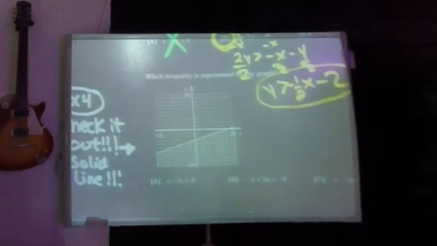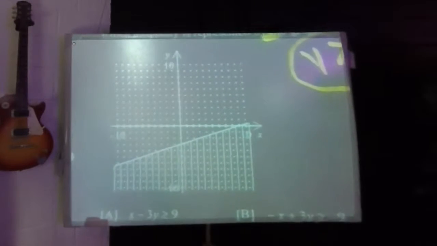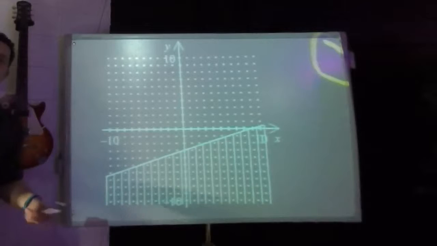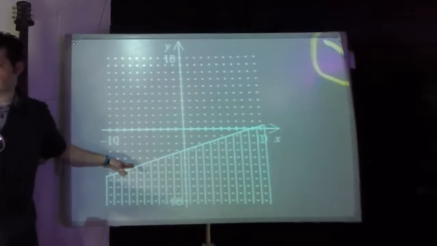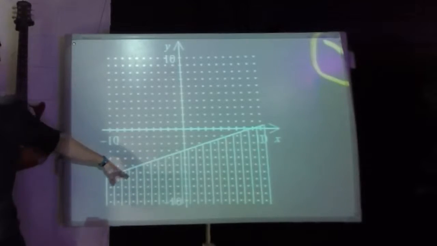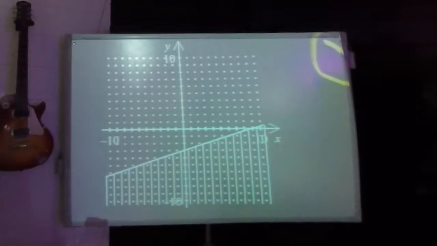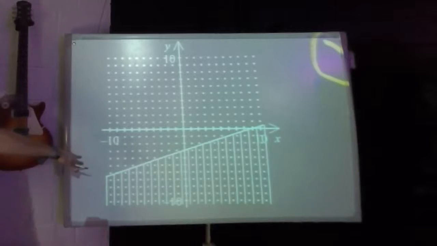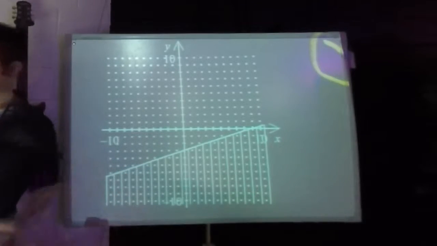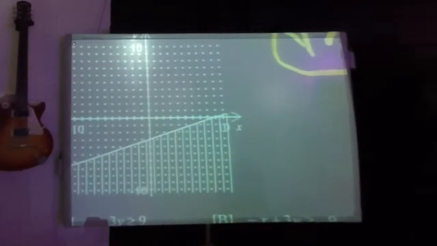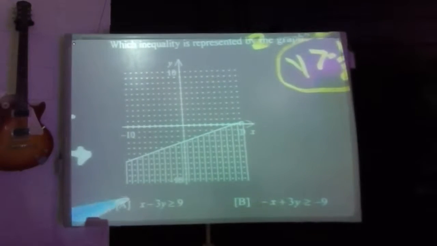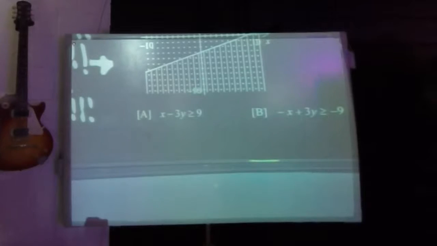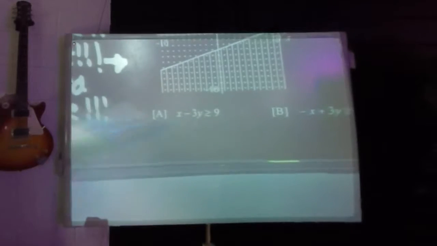Alright, I think something's different here. What is it? It's a solid line. For the first time, it's a solid line. So that means what kind of sign do we want? Greater than or equal to, or less than. We want the equal to for sure. And then when it's in y equals mx plus b, we want it to be y is less than or equal to mx plus b. So eliminate some answers for me. C. That's the only one, right? Yep.